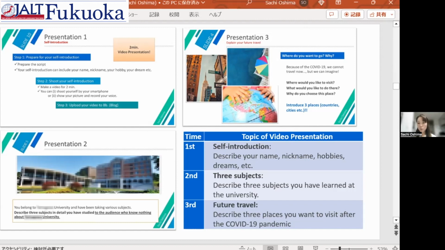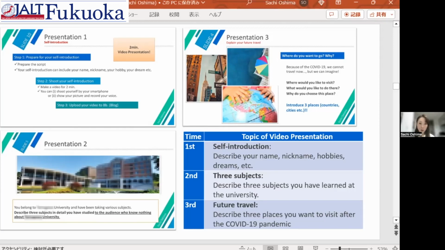And the second one is three subjects. Please describe three subjects you have learned at the university. And the third one is future travel. Describe three places you want to visit after the COVID-19 pandemic.